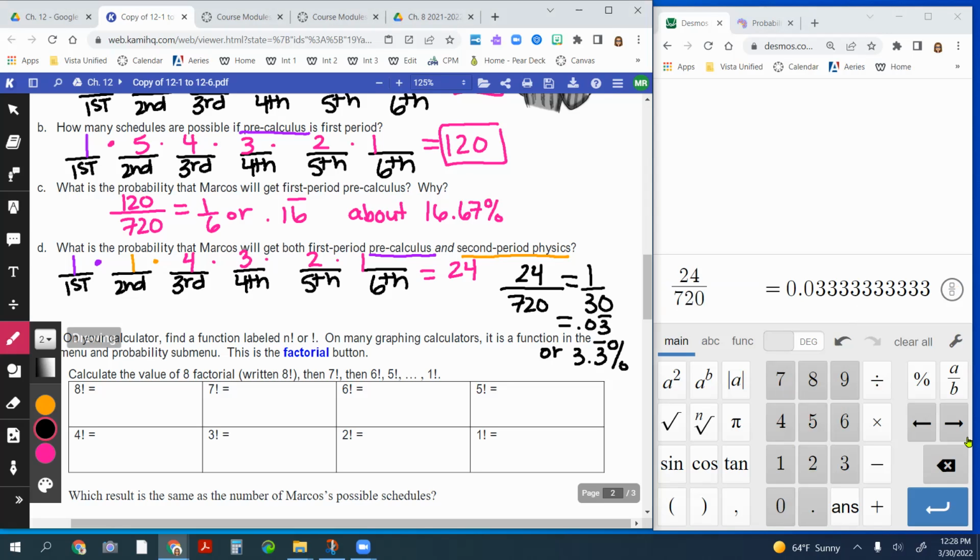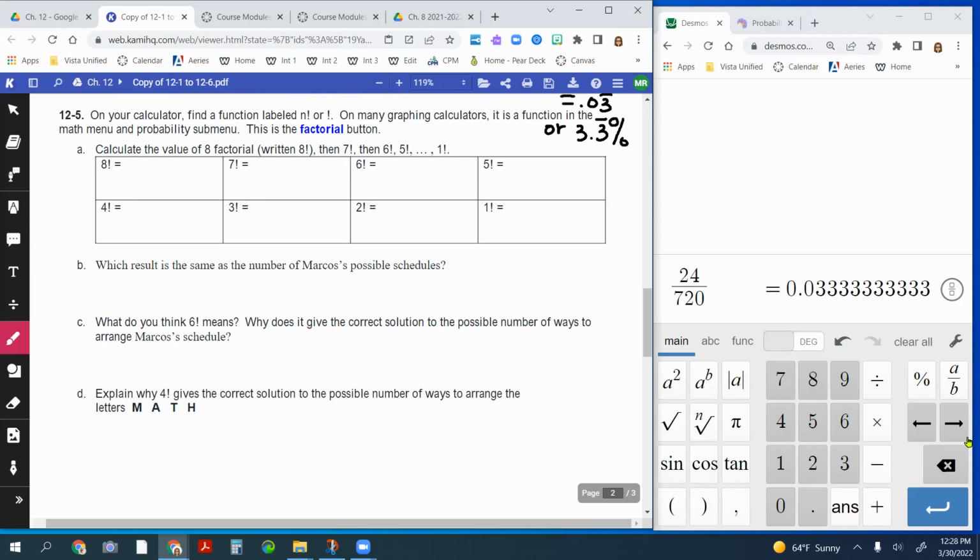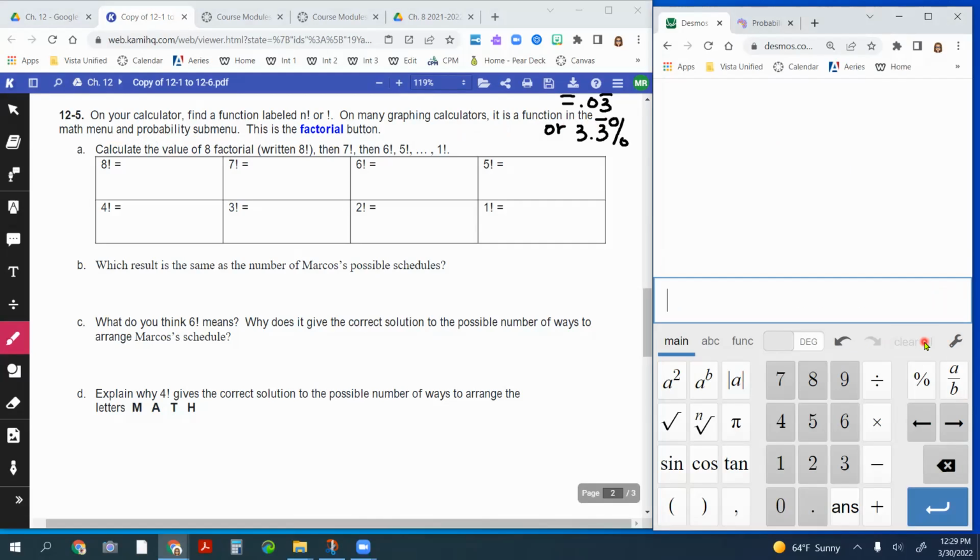Okay, so now the next one is asking us to do the following. On your calculator, find a function labeled n factorial, as we read it, with an exclamation point. It's called factorial. On many graphing calculators, it's in the math menu and probability submenu. Now, if you're doing it on Desmos, and I'm just using a scientific Desmos, you can also just use regular Desmos.